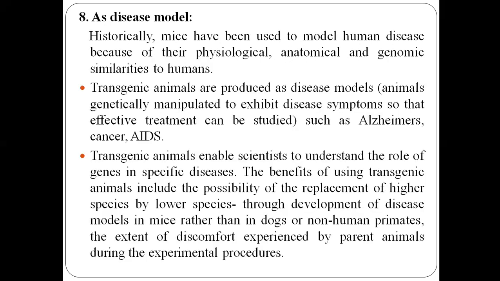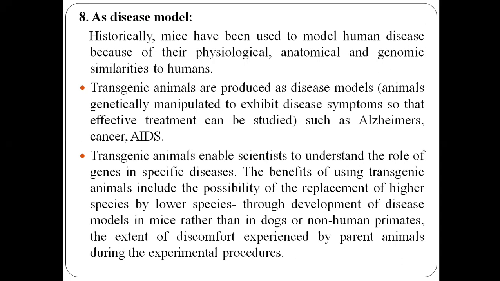So the next one is the disease model. Historically, mice have been used to model human disease because of their physiological, anatomical, and genomic similarities to humans. Transgenic animals are produced so that we can use the animals as a model for humans and study the development of diseases or the action of different drugs, etc. So transgenic animals are produced as a disease model.